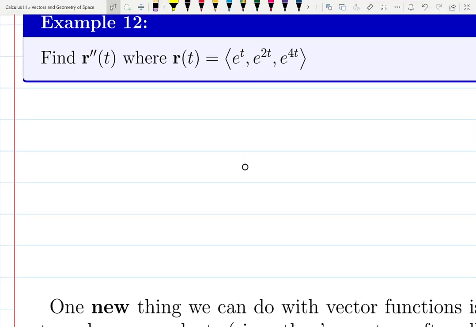Let's find derivatives today. In this case, let's find the second derivative. Yay. Solution. Let's find a second derivative of r, where r is e to the t, e to the 2t, e to the 4t. I will remind you of the chain rule also, just in case.